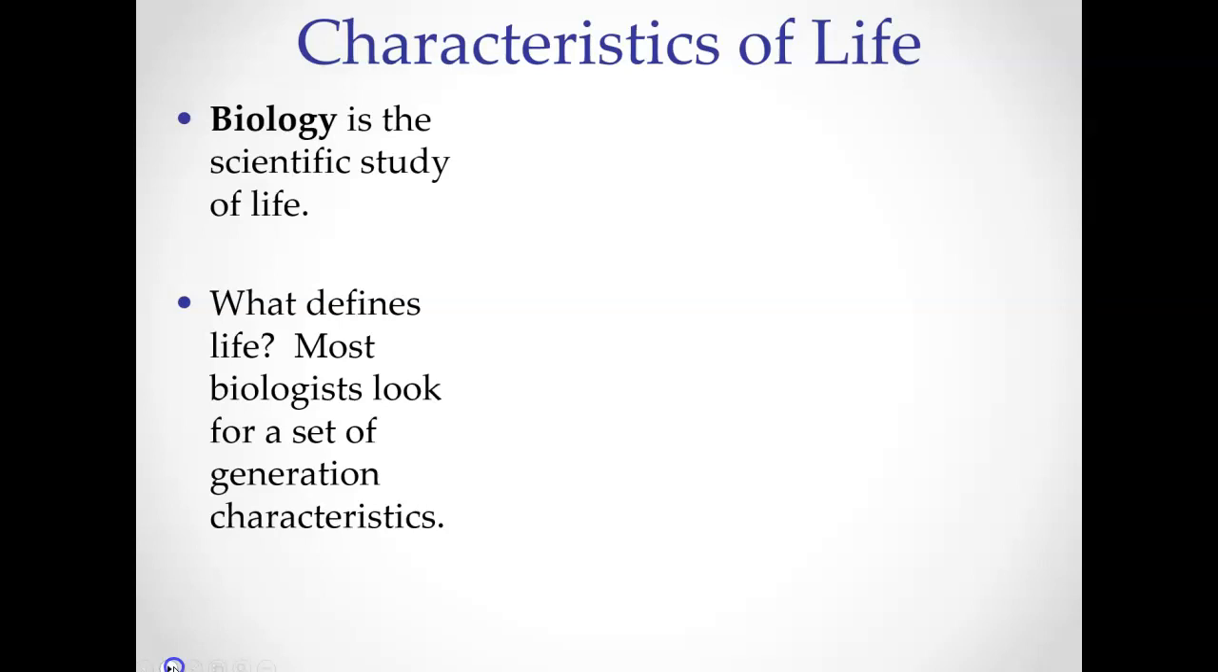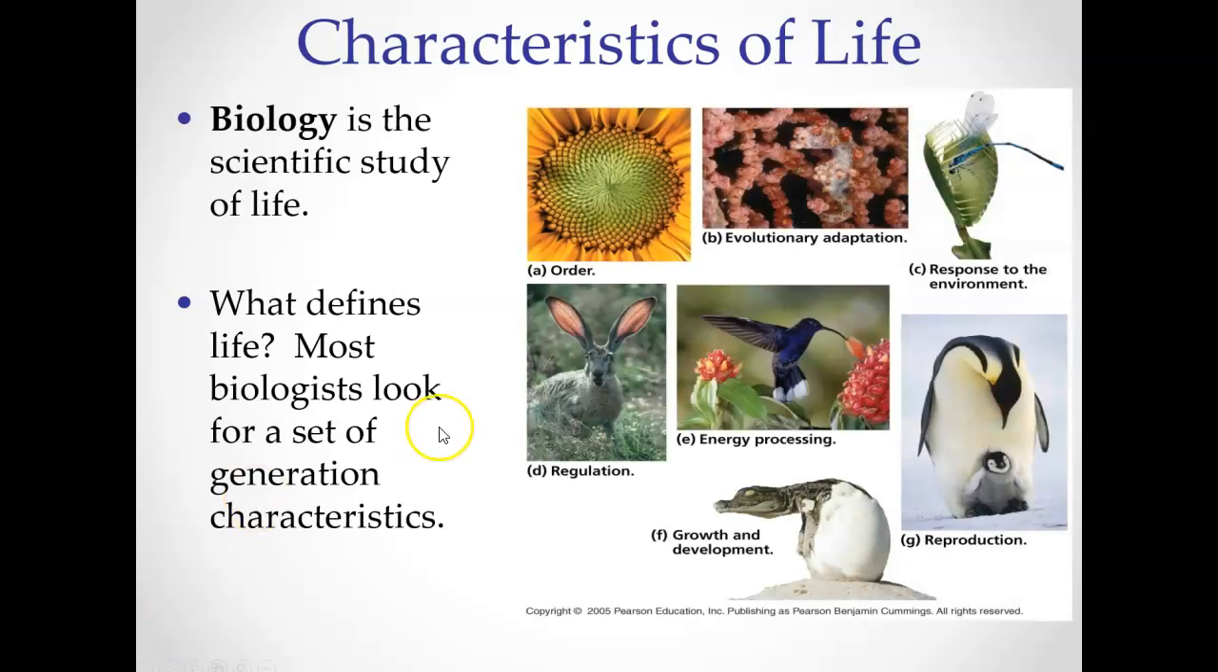most biologists look for a set of traits that are common to all things that are alive. We look at how things are arranged in that organism. We look for evolutionary adaptations, how that organism responds to changes in the environment, and how they regulate themselves based off of those changes. We look at how organisms process energy sources. Where does that energy come from? Does it come from the sun? Does it come from plants? Does it come from consuming other organisms? How do those organisms reproduce? And how do those organisms grow and develop throughout their life cycle?